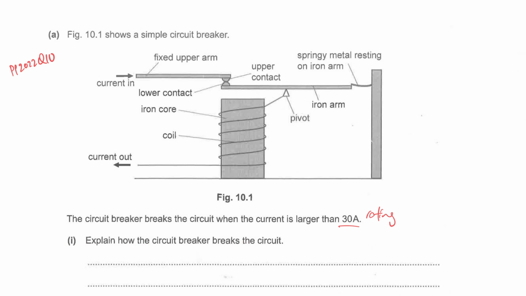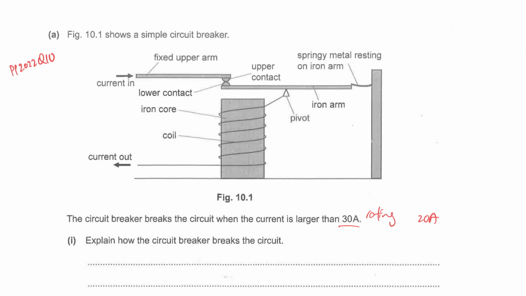Before we go through the first question, how the circuit breaker breaks the circuit when the current exceeds 30 ampere, maybe let's understand how it works when the current is within the limit of 30 ampere. Let's assume the current flowing through the circuit is 20 ampere. So that means to say it's within the limit. So 20 ampere of current will flow through here, the contact, pass through the pivot, then go through the coil, and then go out to your appliances.